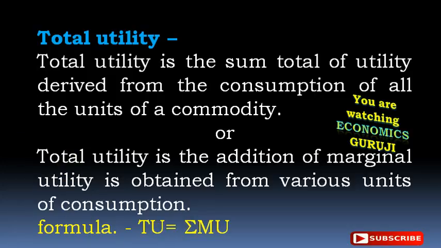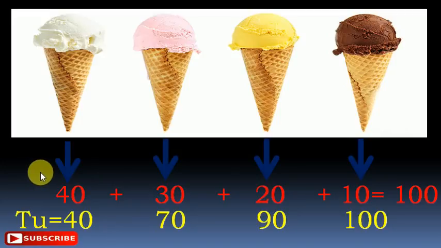For example, a person consumes 4 ice creams. He derives from the first ice cream 40 utils of satisfaction, from the second ice cream 30 utils, from the third ice cream 20 utils, and from the fourth ice cream 10 utils. The sum total of the individual ice creams is equal to 100 utils. Here the total utility is 40, 70, 90 and 100.